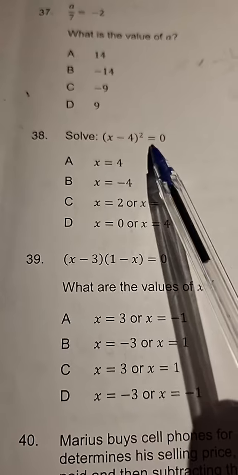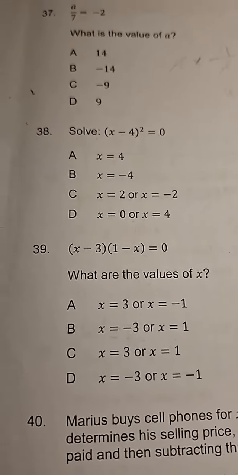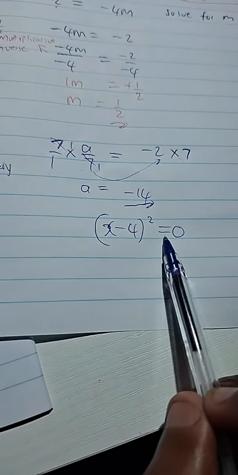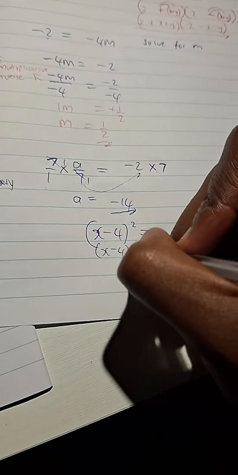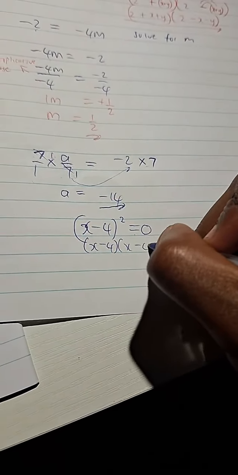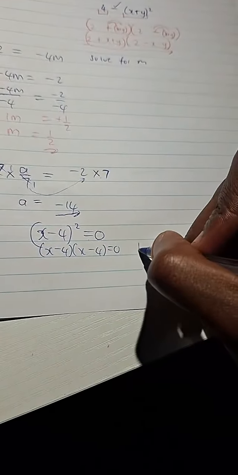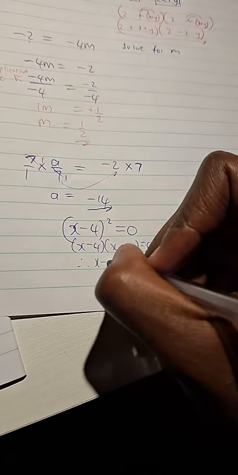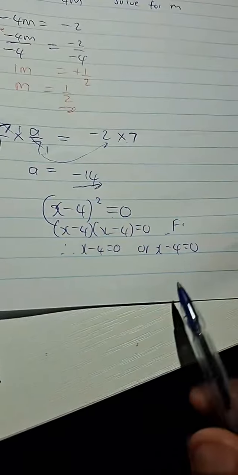Solve for x minus 4 the whole thing squared. Guys, the answer is A. The answer can only be A. How? We have x minus 4 the whole thing squared equal to 0. So we know this is x minus 4 into another x minus 4, which is equal to 0. This is what we call factors. We have the factors here. So we take x minus 4 equal to 0, or we say x minus 4 is equal to 0.